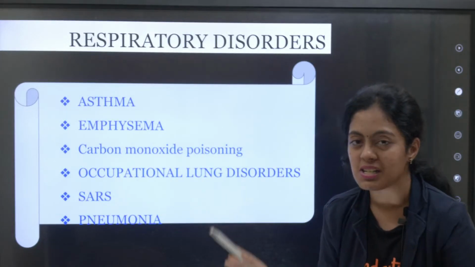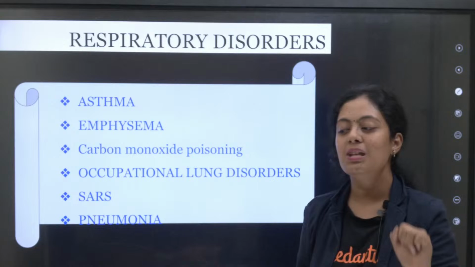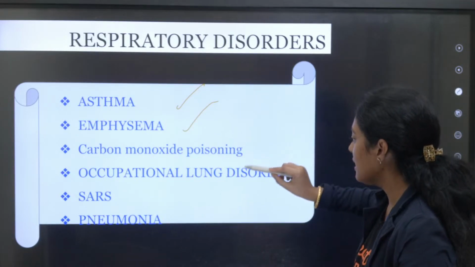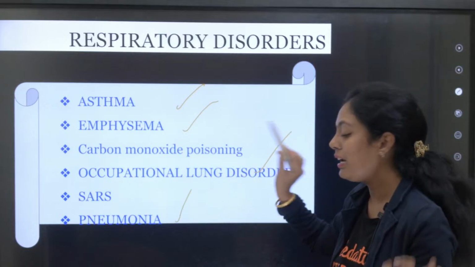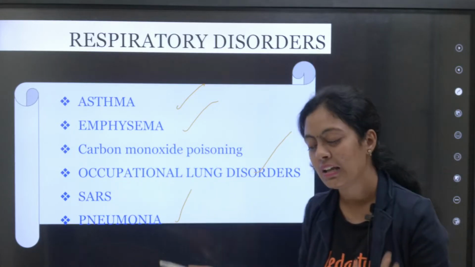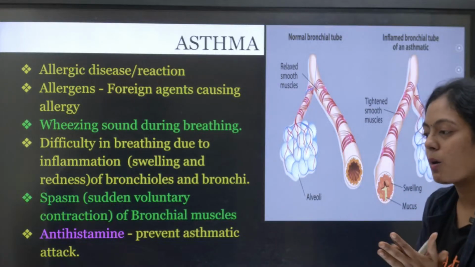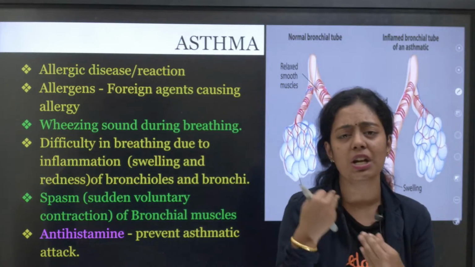Now the most interesting part of this chapter, respiratory disorders. Okay, in your syllabus there is asthma, emphysema, occupational lung disorder and pneumonia. What all we are studying, others are extra information only. Okay, so first let's talk about asthma. We can talk about this very generally.